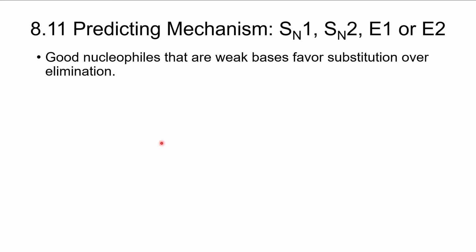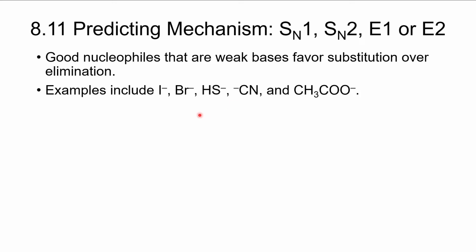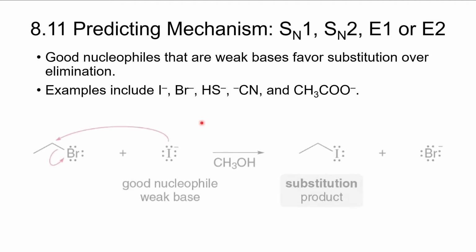So we'll typically find that if you have a good nucleophile that's a weak base, that's going to tend to favor substitution over elimination. Examples of this are going to be things like iodide and bromide, hydrogen sulfide ion, the cyanide ion, and the acetate ion. So these are all pretty weak bases. In fact, some of them are just not very good bases at all, but they are pretty good nucleophiles.